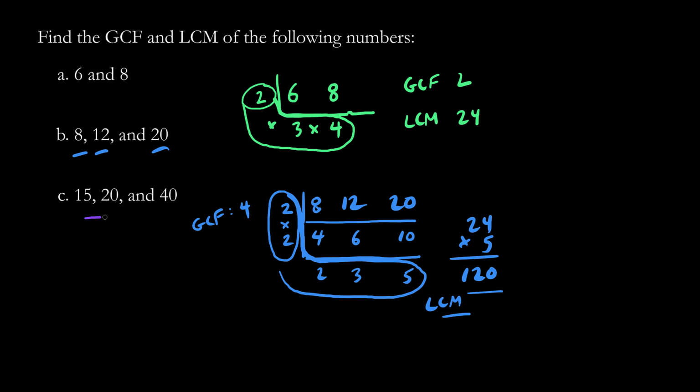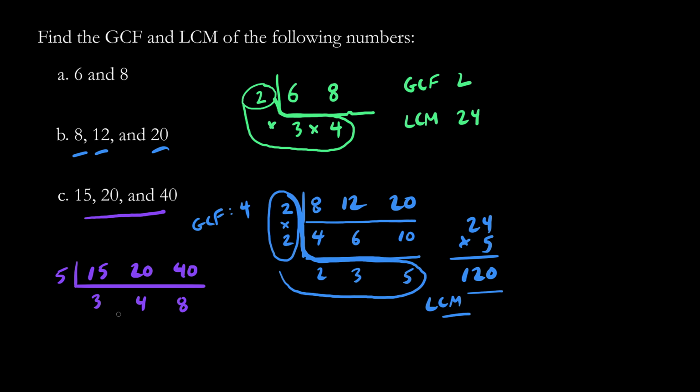Let's move on to this larger number, 15, 20, and 40. So let's use the same technique, 15, 20, and 40. What fits into all 3 numbers? Let's try 5. 5 times 3 is 15. 5 times 4 is 20. 5 times 8 is 40. So we have 3, 4, 8.